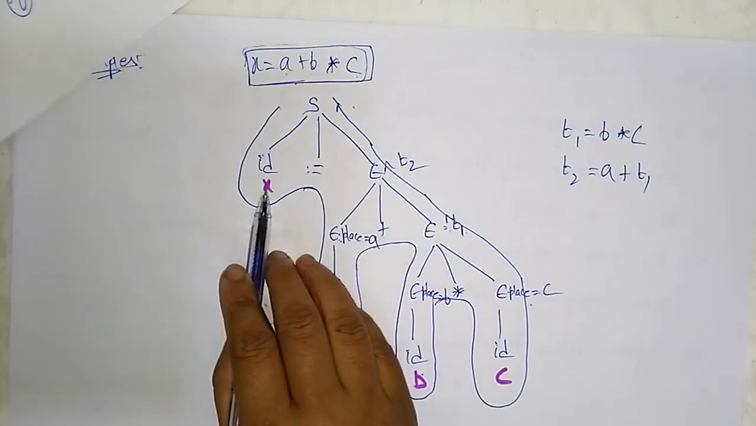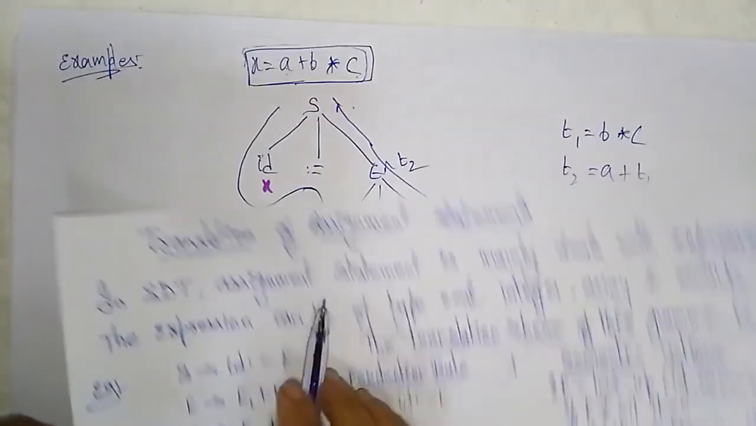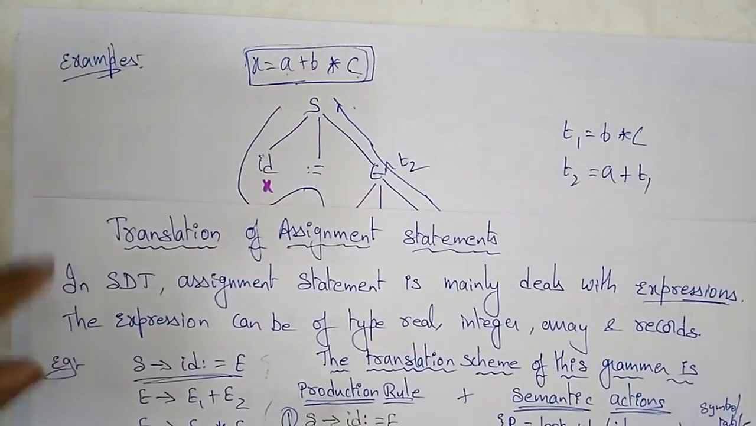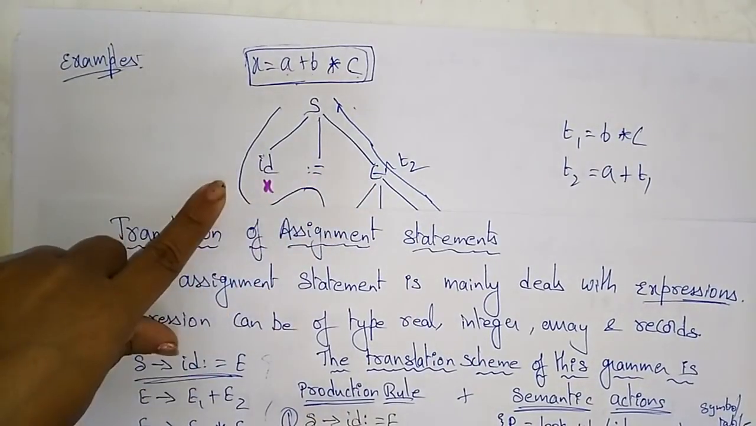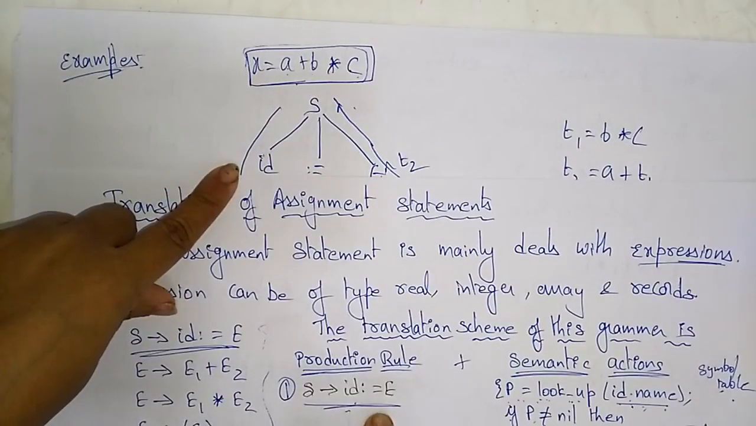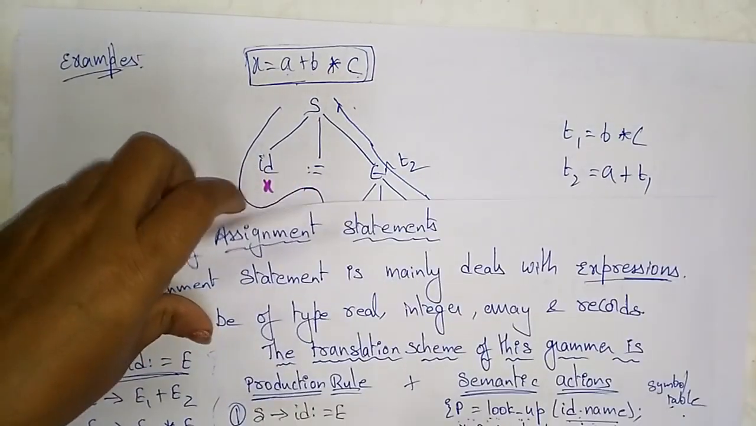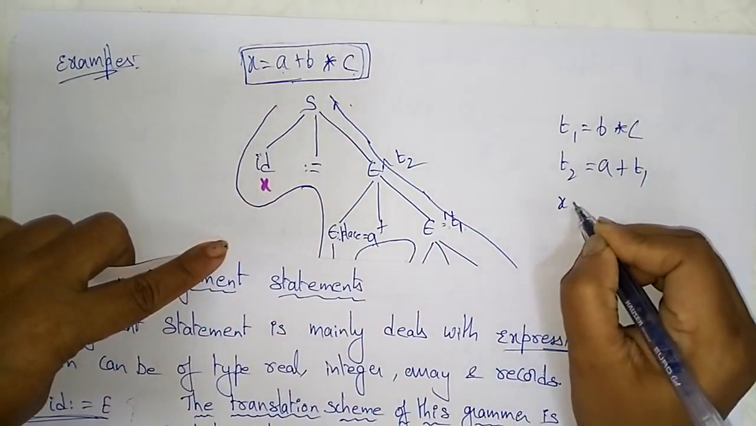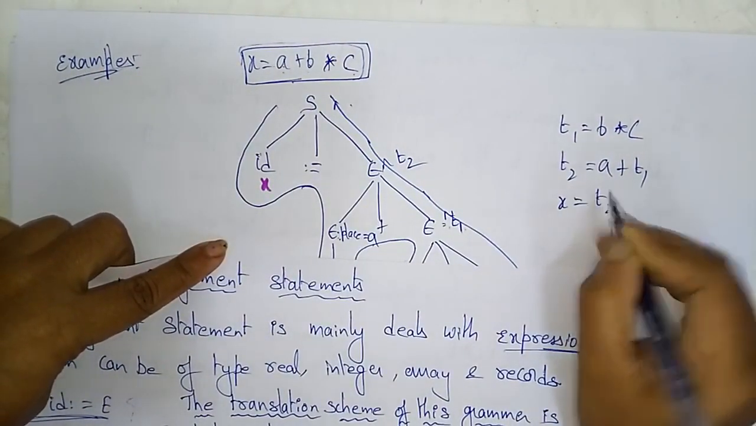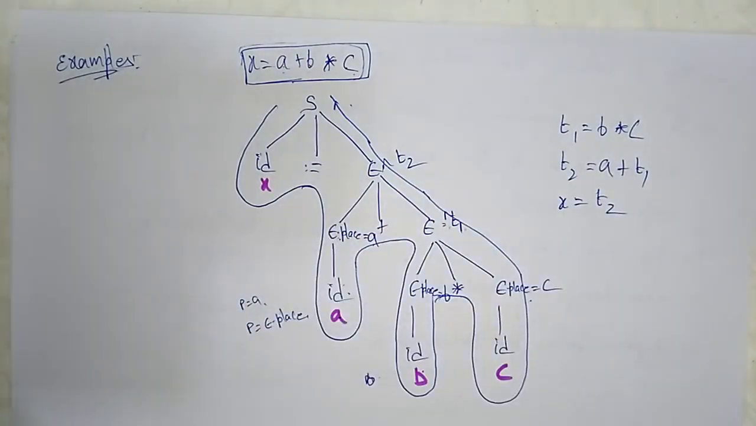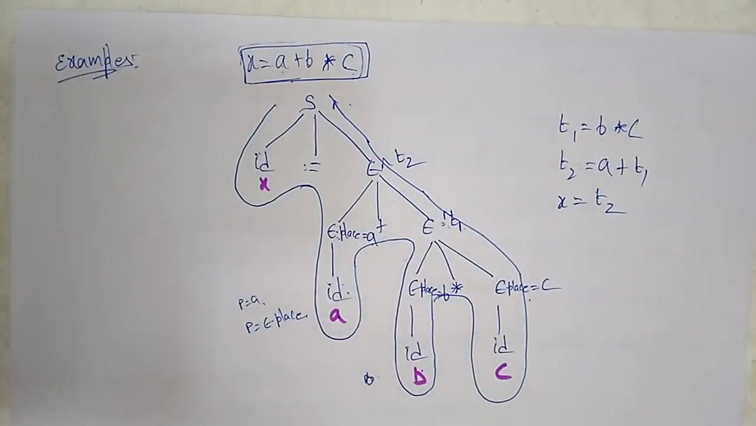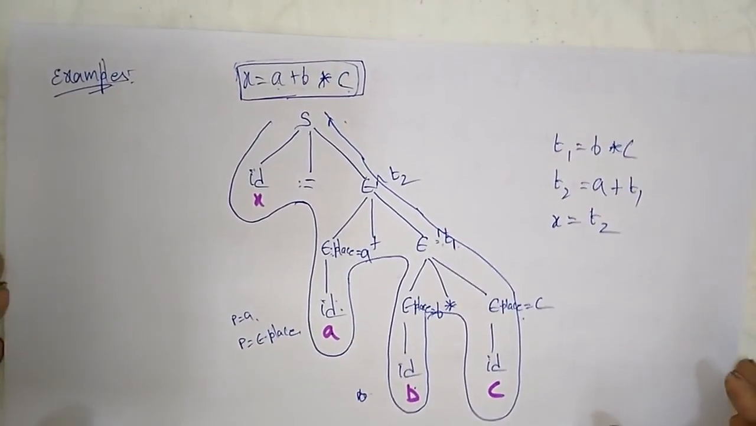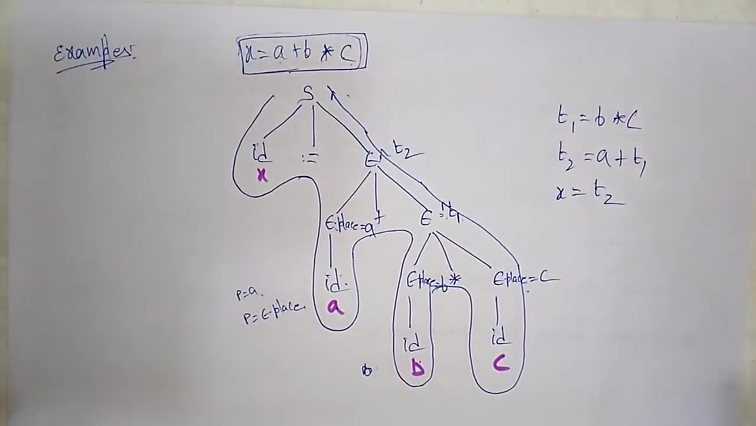Now the final one is S. Here x = is the first production: S determines ID = E. Whenever this is the case, see the action: you have to place that E.place. So now x = T2. This is how you generate intermediate code for the translation of an assignment statement using the translation scheme. Thank you.